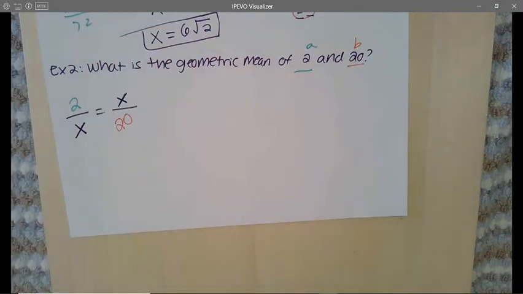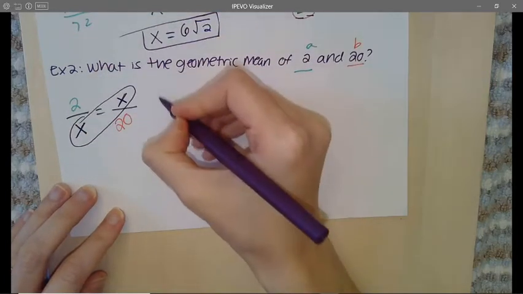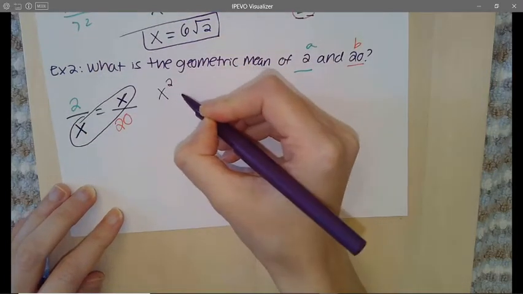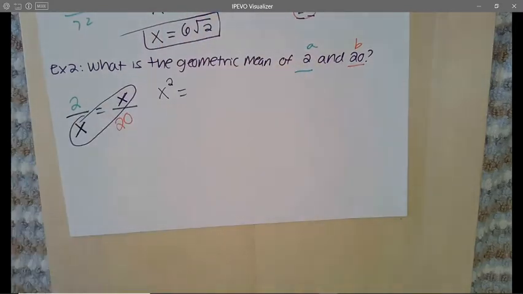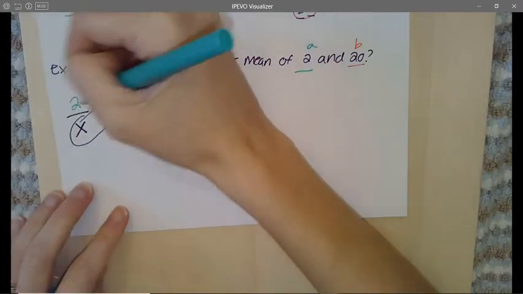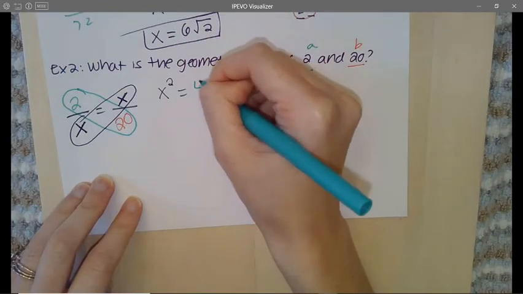And guess what, you guys? Since I have a proportion, I'm going to cross multiply. So let's do it. Cross multiply. So x times x will give me an x squared, and that will equal the other way. So now I'm going to cross multiply the other direction. Okay, so that will be the 2 times 20, which gives me 40.